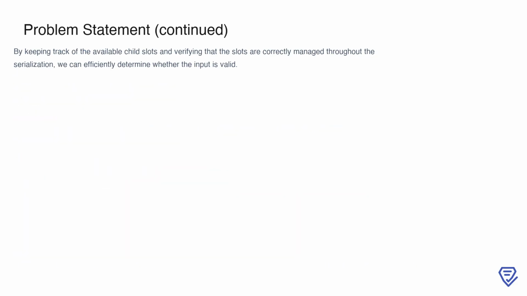To determine validity efficiently, we can keep track of available child slots throughout the serialization process. Each non-null node adds 2 slots for its potential children, while each null node consumes 1 slot. By ensuring these slots are managed correctly, we can verify whether the serialization satisfies the properties of a valid binary tree. For example, in a valid serialization, the total number of null nodes must always be 1 more than the total number of non-null nodes. This observation forms the basis for solving the problem.